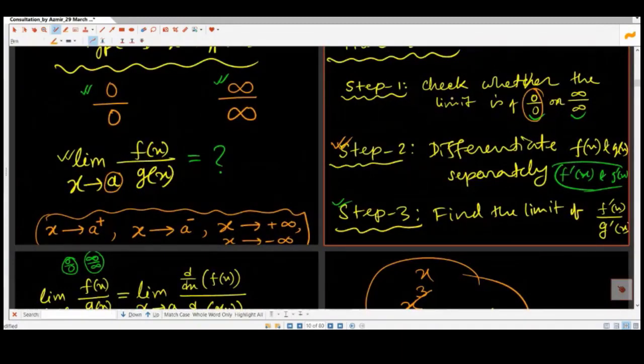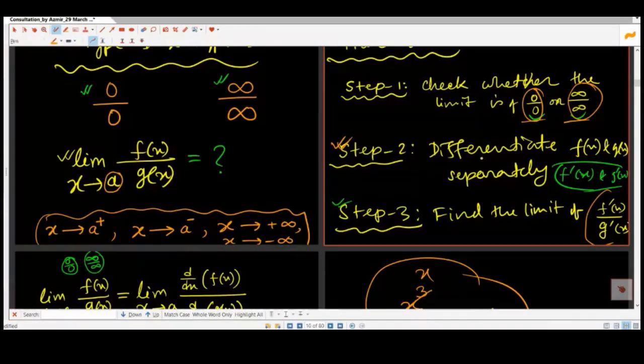At first, we have to check whether we have 0 over 0 or infinity over infinity or not. If we have this, then we have to differentiate f of x and g of x separately. This is called L'Hopital's rule. Then we can find the limit of f prime of x over g prime of x. But despite differentiating f of x and g of x, this f prime over g prime may sometimes give us again 0 over 0 or infinity over infinity.